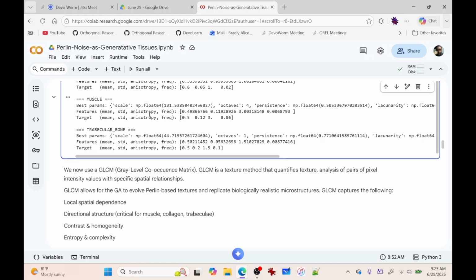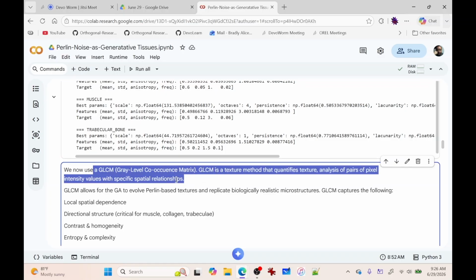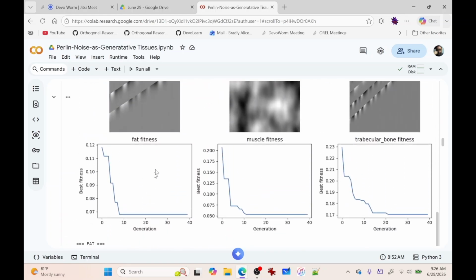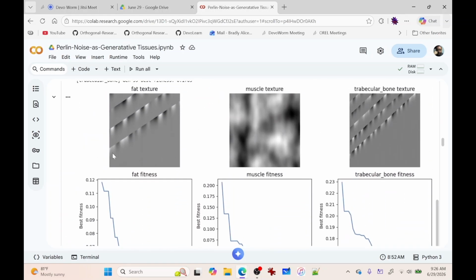It needs a little bit more work on maybe the starting point of the Perlin noise. But anyways, that's what that is. Now we move on to this GLCM, or the gray level co-occurrence matrix. This is something that's used in computer graphics as a texture method that quantifies texture analysis of pairs of pixel intensity values with specific spatial relationships. So basically, it takes these textures and gives us some statistics on them.